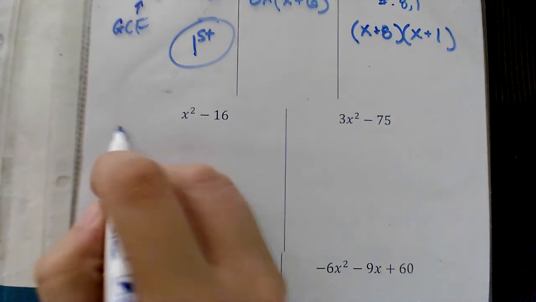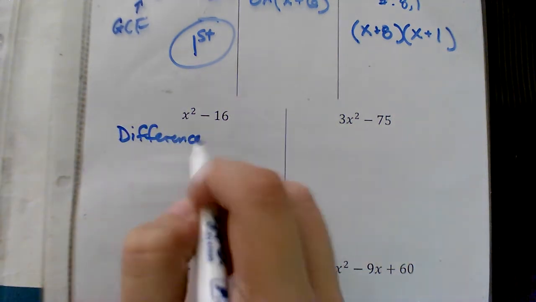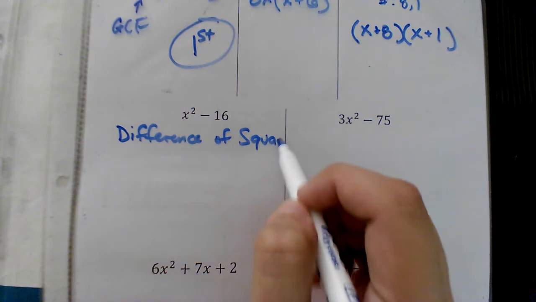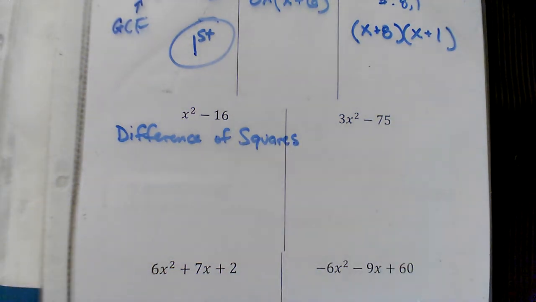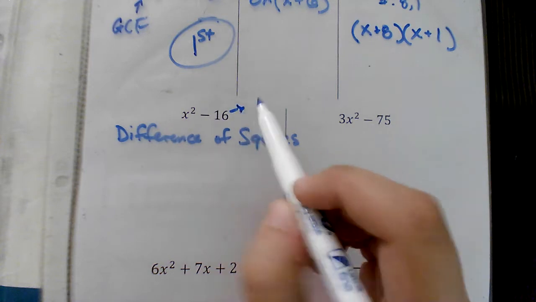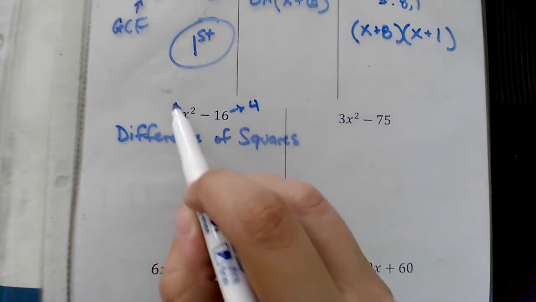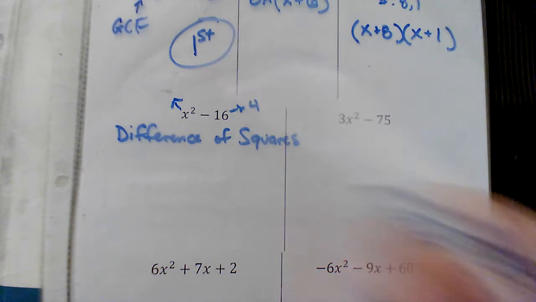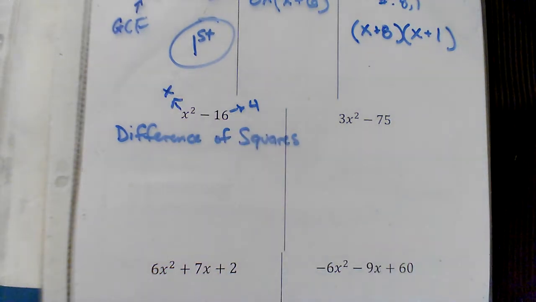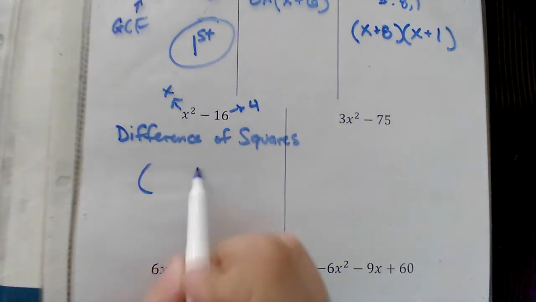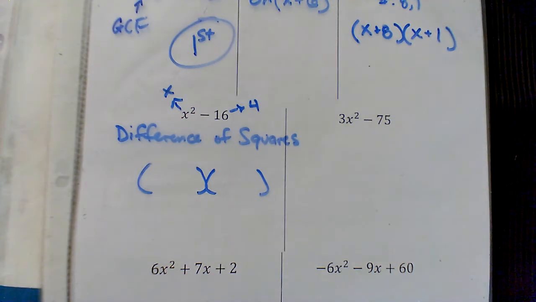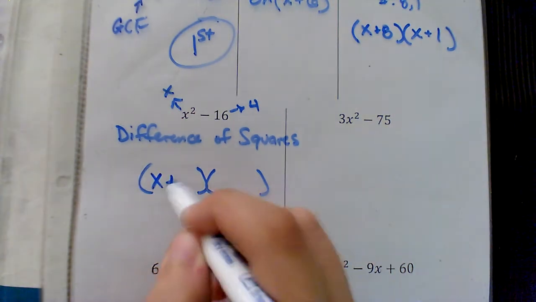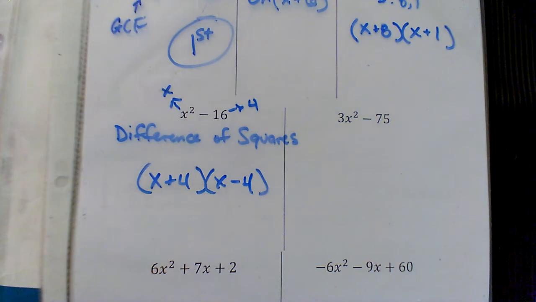Difference of squares. The word difference means subtraction. Squares means perfect squares. The square root of 16 is 4. The square root of x squared is x. How can we use those perfect squares to write our two factors? What do you think, Seth? x plus 4 and x minus 4. There we go. Do you know why one's positive and one's negative?